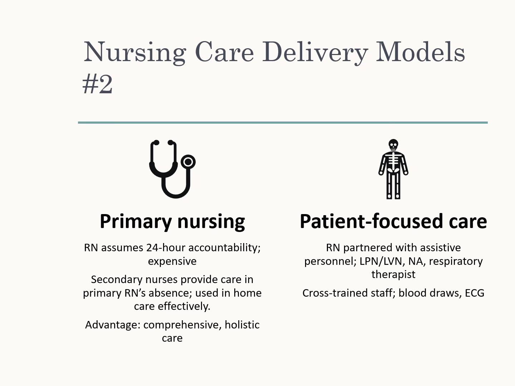Other models, primary care nursing. Well, in primary care nursing, usually a registered nurse will assume 24 hours accountability for the client's care and has total responsibility for all the nursing care that is assigned to her throughout her shift. In this type of model, the secondary nurses will carry out the plan of care in the primary nurse's absence.